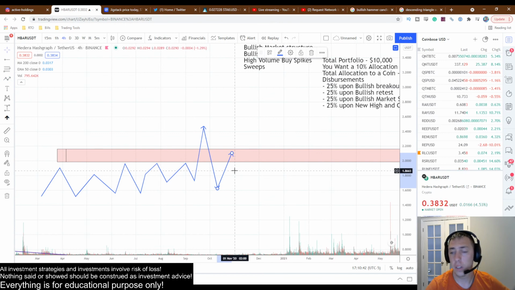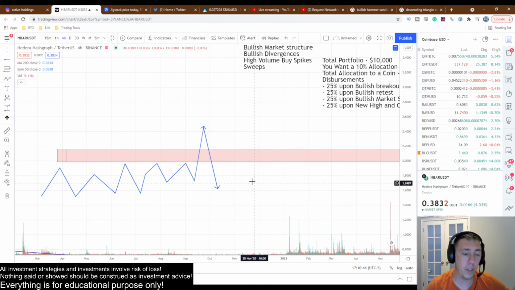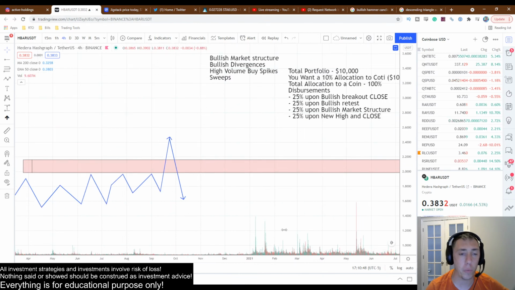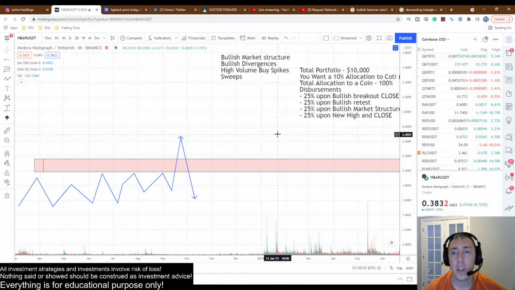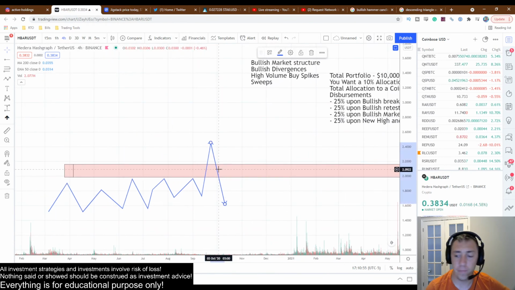Makes sense? So you can unload on the bearish retest. You're basically coming out even. You lost a little bit, but not much, right? It's a really good way of risk mitigation so you don't have massive losses. All right, now let's take on the next one.